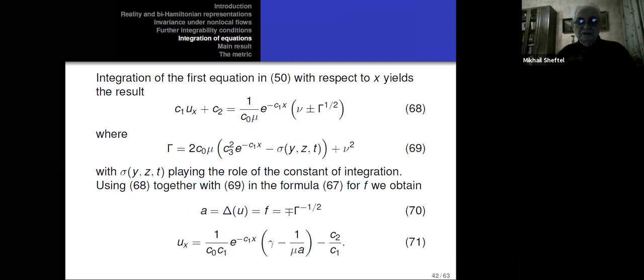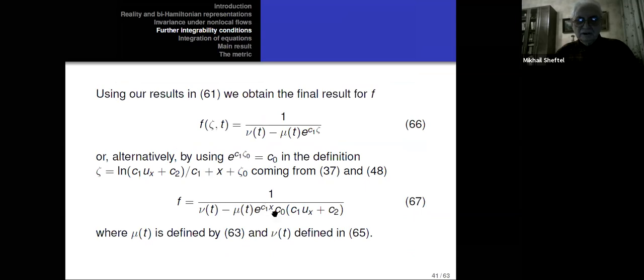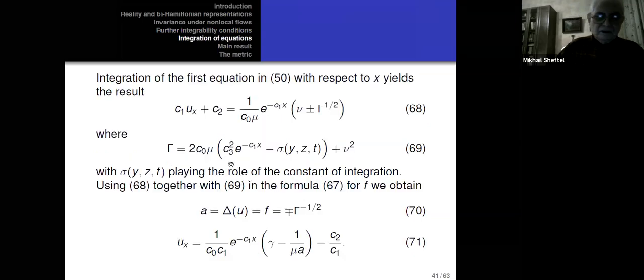Now, if you remember, we have the second order equation, uxx is equal to something. We can easily integrate it with respect to x with the following result, where we introduced a new function, capital Gamma, which you can see in expression 69, and here sigma of y, z, t is the constant of integration with respect to x. And then we use this in the formula for f, where you can see ux. So we use this ux from here, and we obtain that.